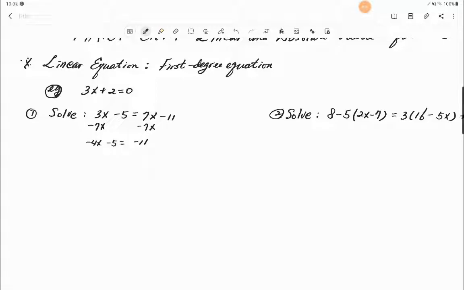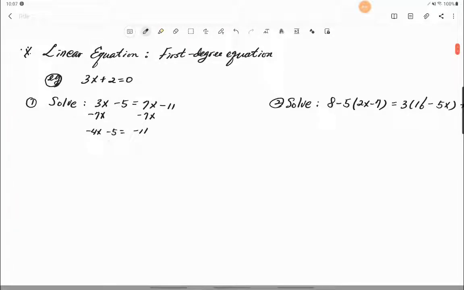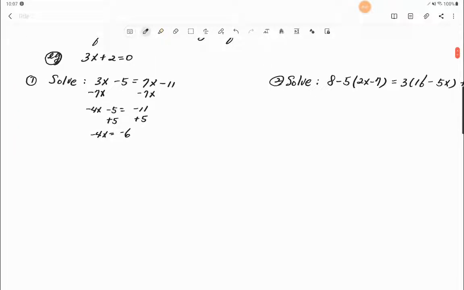And then we want to leave the x term on one side, so move negative 5 to the right hand side. So we have to do what? Plus 5 on each side. So negative 4x equals negative 6. And then we want to remove this negative 4 so that the left hand side is only x. So we divide each side by negative 4.